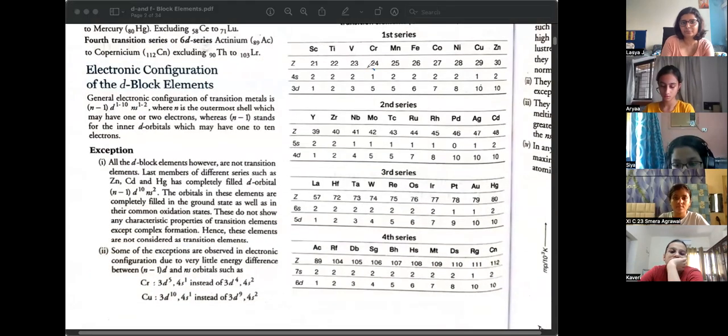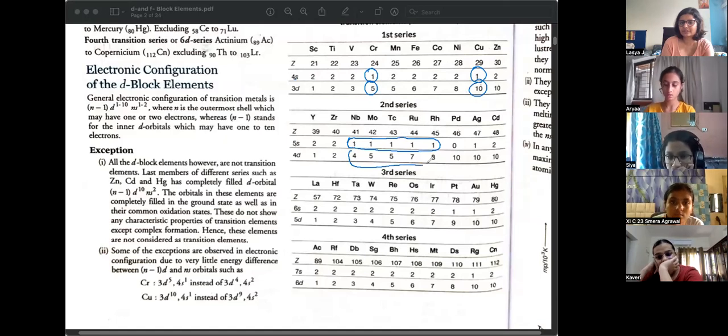Yeah, so only in chromium you have a 4s1 3d5, and in copper you have a 4s1 3d10. But when it comes to the higher elements, the bigger elements in the 5s series, you find that all of these are taking the s1 configuration, even though you're not getting a proper complete half filled configuration.